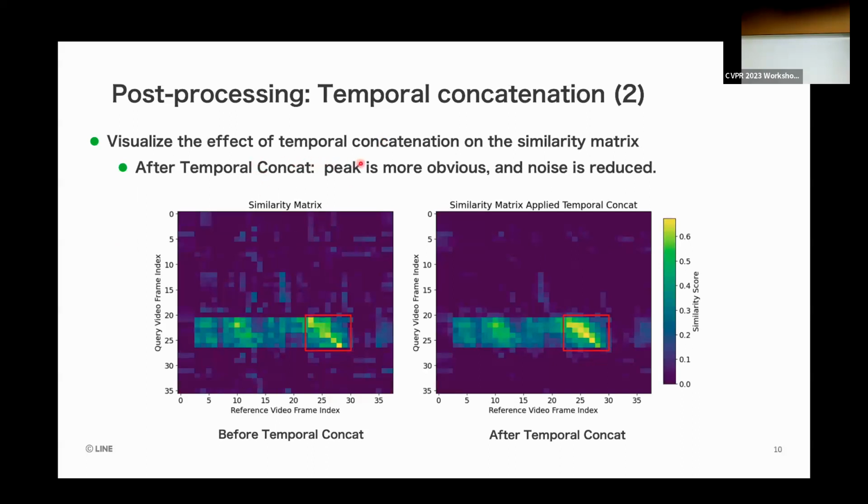Here we have an example that visualizes the effect of temporal concatenation on the similarity matrix. This red box shows the ground truth of the copied segments. Compare the result before and after the temporal concat. We find the one after temporal concat has a more obvious peak and also less noise outside the ground truth box.